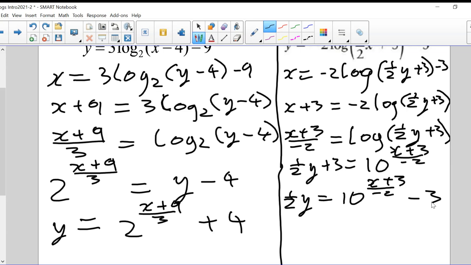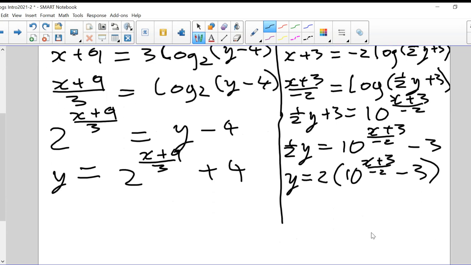How do I get rid of that half? Anybody? Anybody out there? I want this to be multiplied by 2. I think that's the best way to do it. So if I multiply the two sides by 2, I'm going to get this: y equals 2 times 10 to the power of x plus 3 divided by minus 2, and minus 3. 2 is being multiplied by everything, by the way.